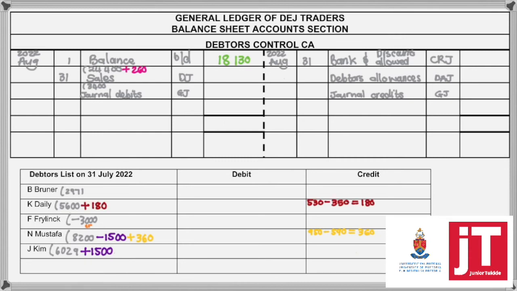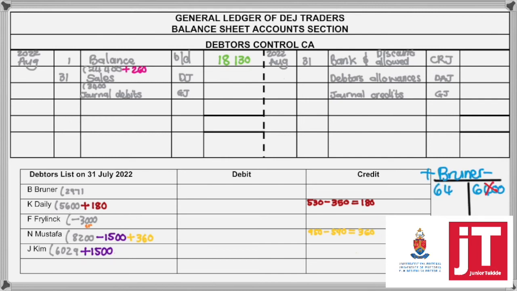Yet again, in Daly's account, there was a difference of 530 should have been recorded, but we recorded 350. So there's 180 rand that is the difference, and you have to add it in because we recorded too little.